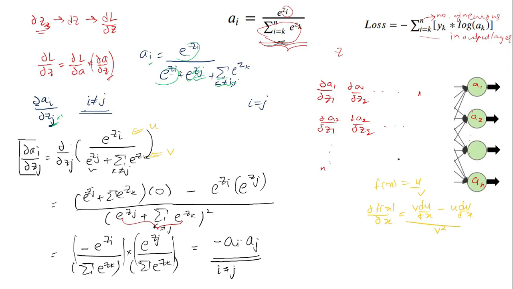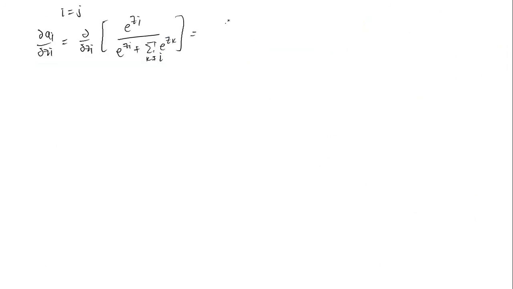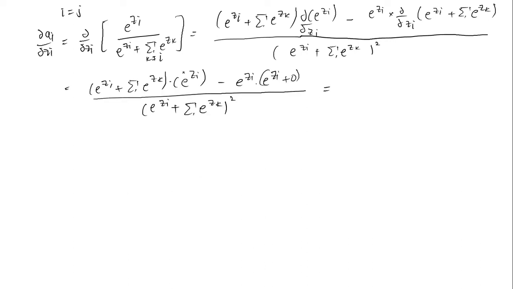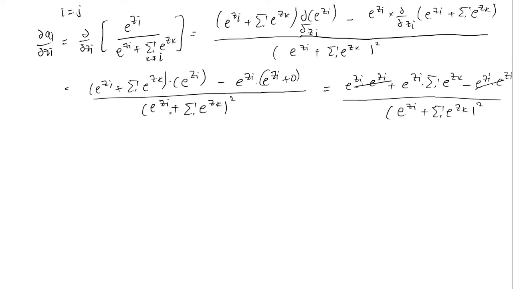Now we will find del ai by del zi, the case when i is equal to j, and in that case our derivative, again using this rule, will come out to be, and computing these derivatives, the derivative of this will be e power of zi plus 0, and once you multiply this inside, this and this will be cancelled, and this ith term can again be taken inside this summation.